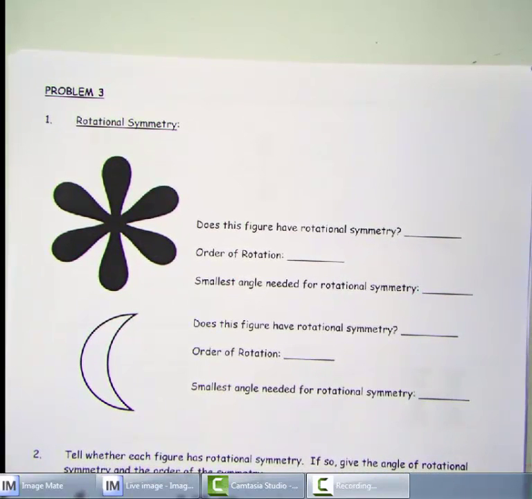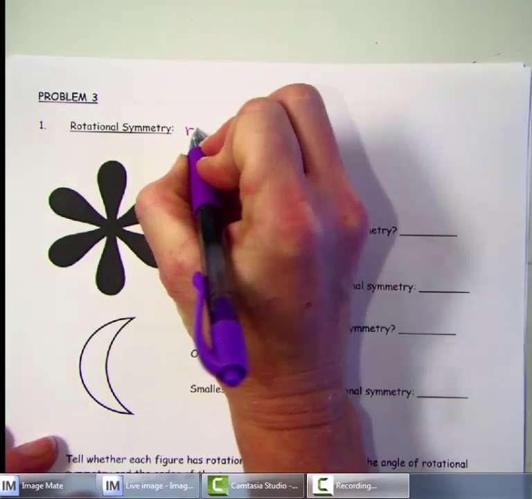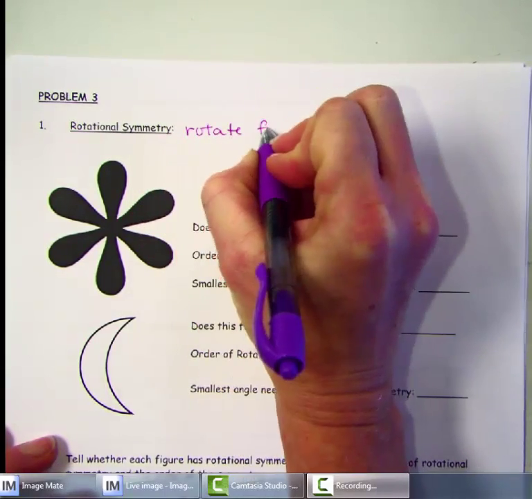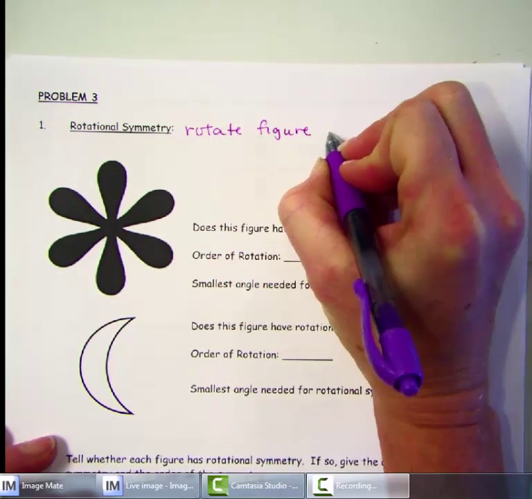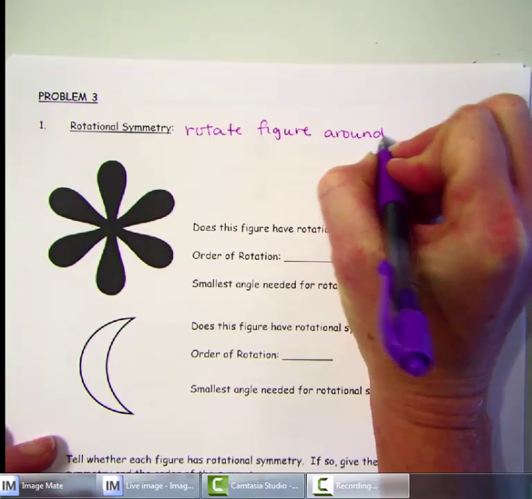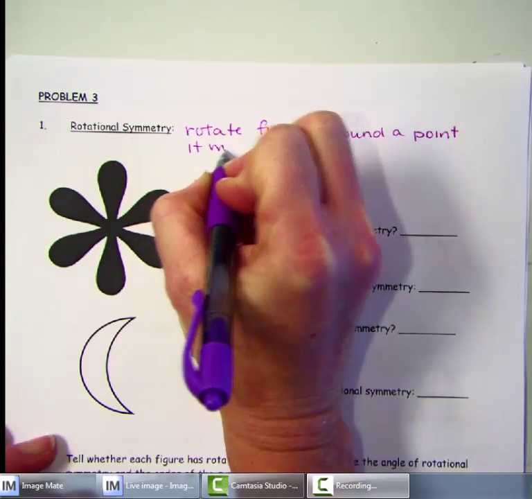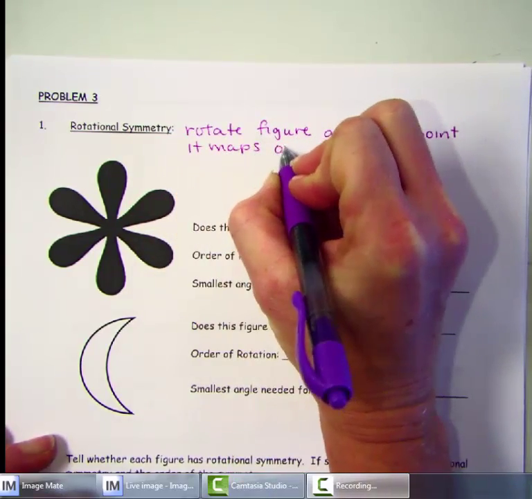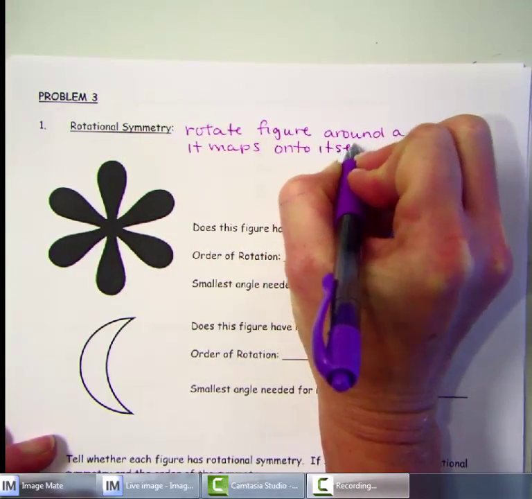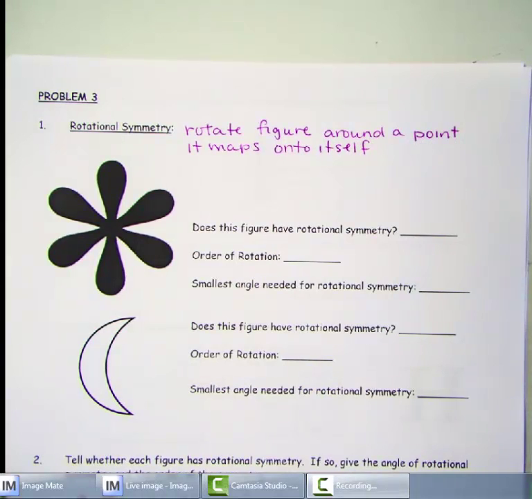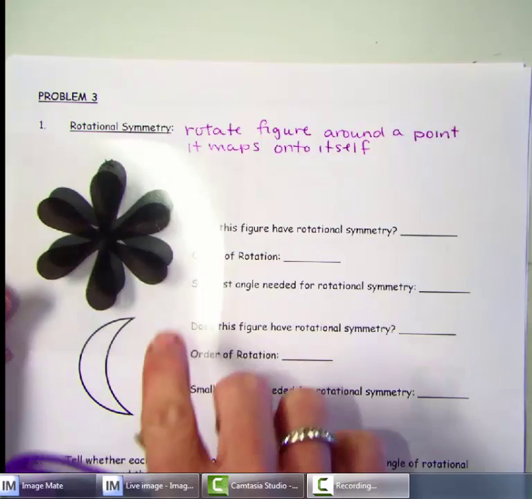Rotational symmetry means that if you rotate the figure around a point, it would map on top of itself. So here I have a flower looking figure, and I'm going to put a transparency down on top of it so you can take a look.